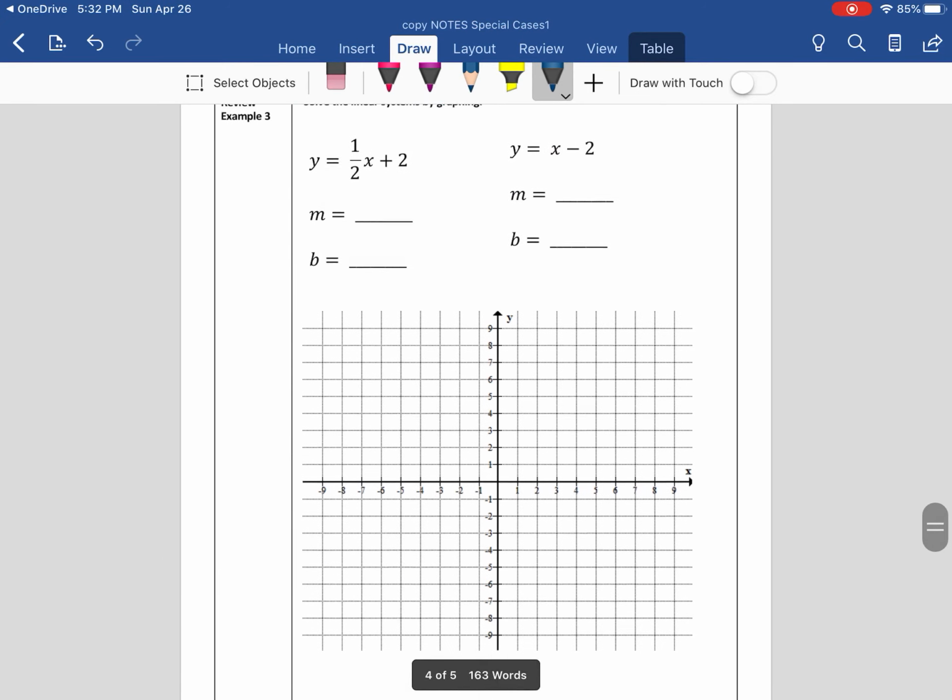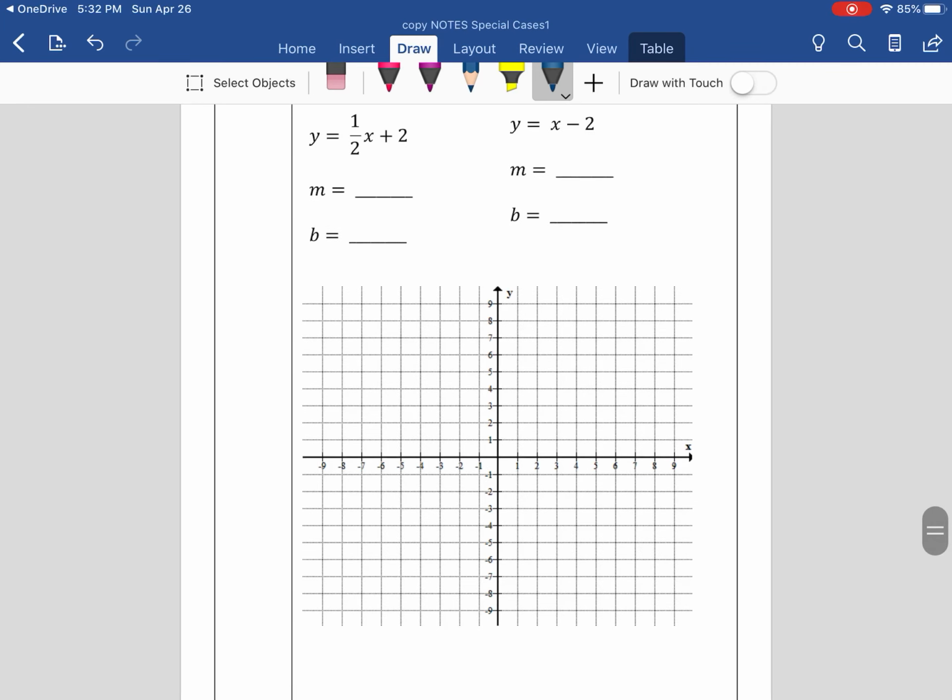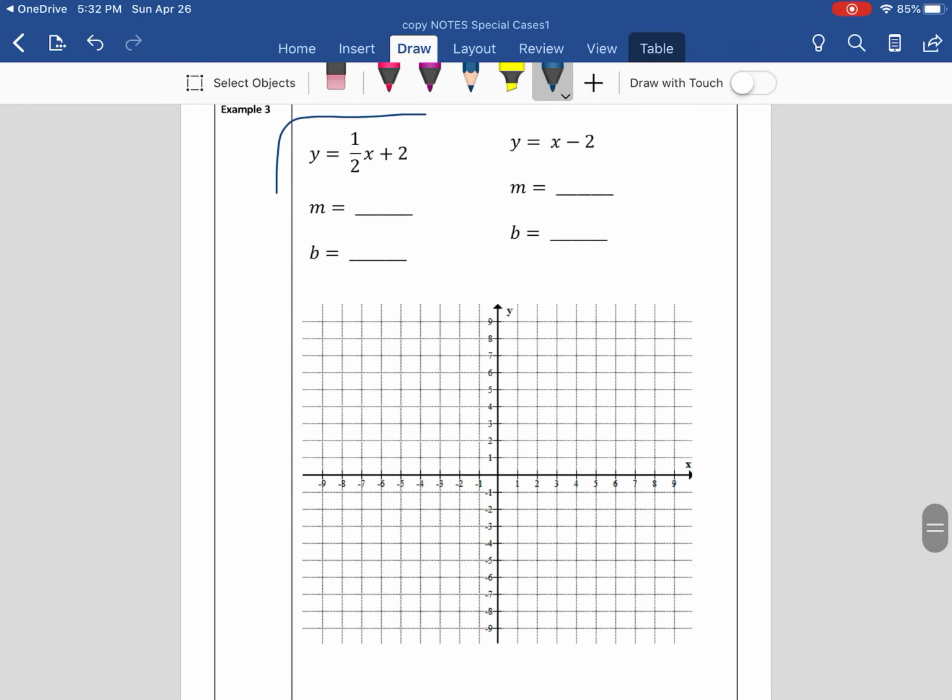All right, one more to graph. Let's practice this one. Right here, what is my b? Where do I begin? Oops, at the 2. And what is my pattern? My slope is 1/2. All right, so that tells me I'm going to begin at the +2. Put a point here. All right, I'm done with my b.